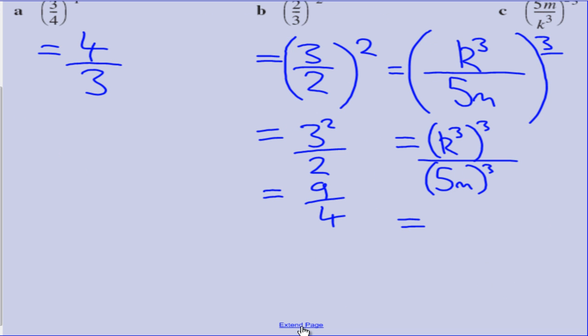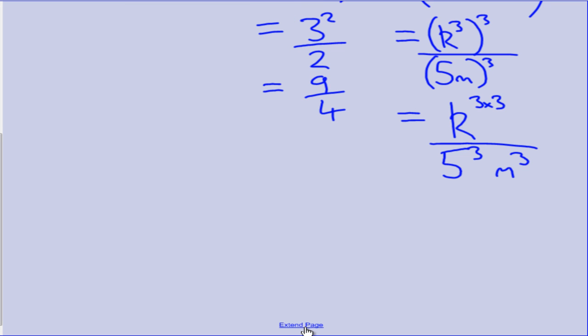Okay, next line. Remembering the index law of if you have something that has an exponent that is then given another exponent, you simply multiply those together. So we have k to the power of 3 times 3. On the bottom, when we are expanding powers on the outside of a bracket that has multiple bases, both the 5 and the m need to have the cube applied. So we're going to end up with 5 cubed and m cubed. Giving myself a little bit more room again.